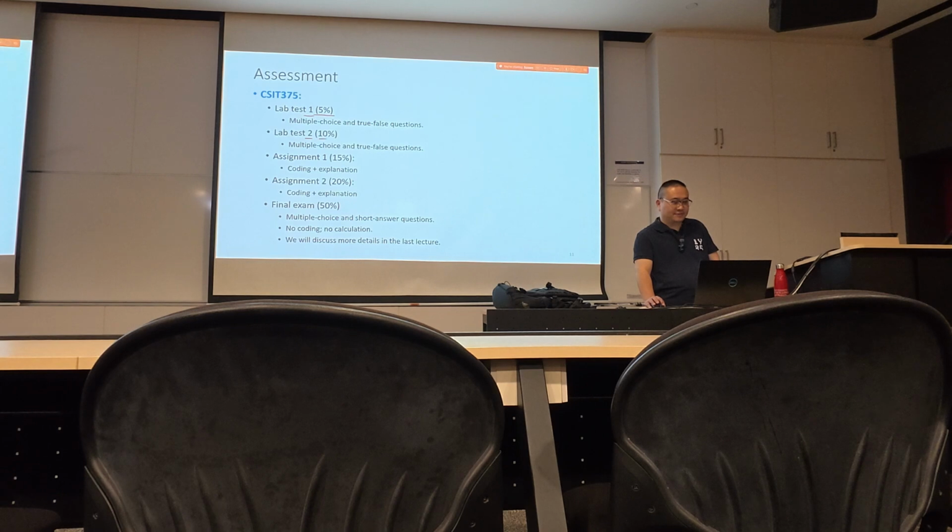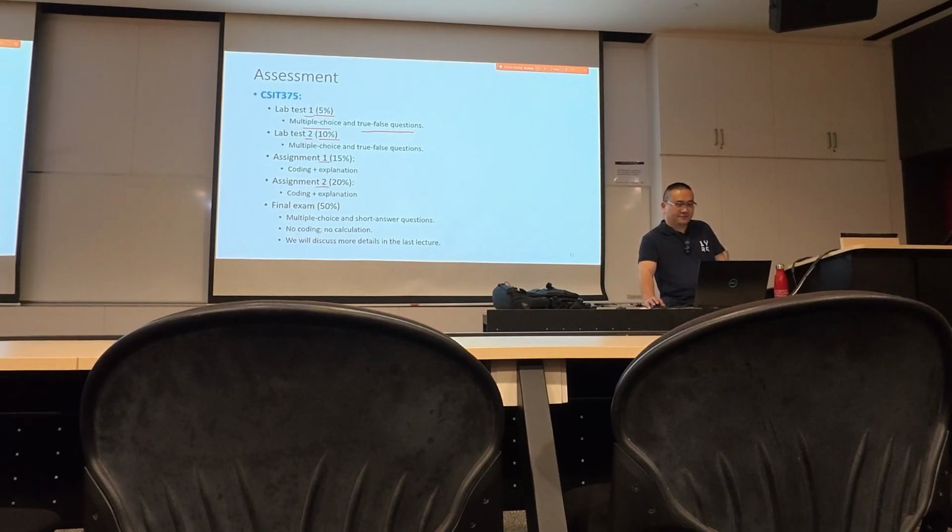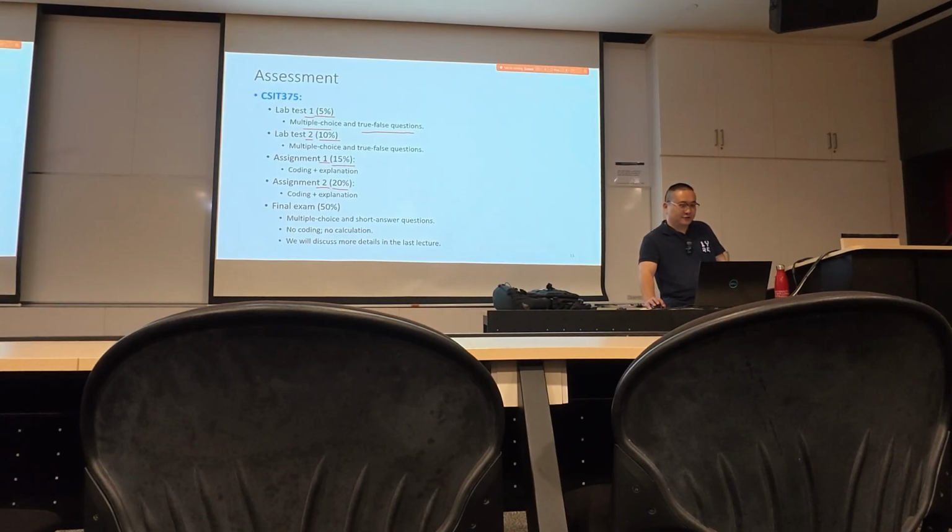Lab test 2 is 10%. All the lab tests contain only multiple choice and true/false questions, so make sure you complete them by the deadline. Besides the lab tests, we have two assignments, assignment 1 and assignment 2. Assignment 1 is 15% of the marks, and assignment 2 is 20%. In the two assignments, you need to implement the ideas using code, and you also need to provide explanations on how you implemented your code.